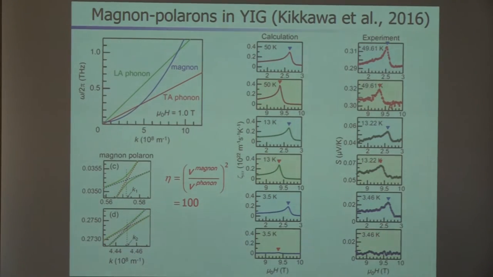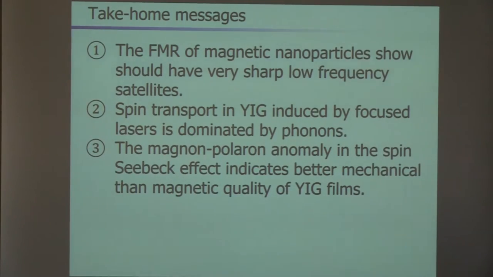Okay. Right. Now, that was what I had to tell today. These are the take-home messages. The FMR of magnetic nanoparticles should give new information, and they can be generated to be basically little motors which can be driven by AC microwaves and can be driven probably into the chaotic or quantum regime.